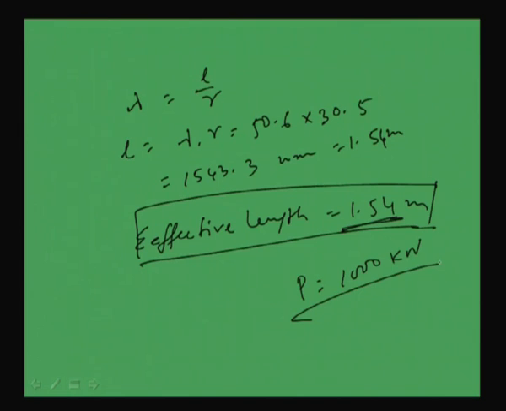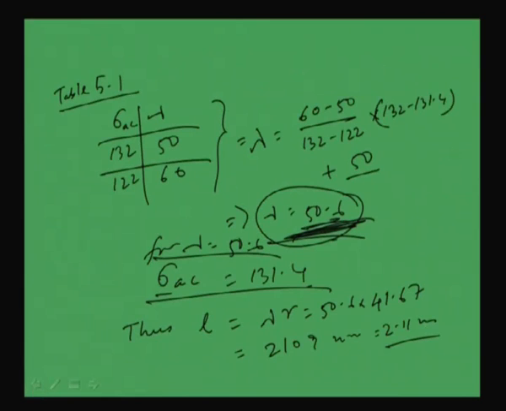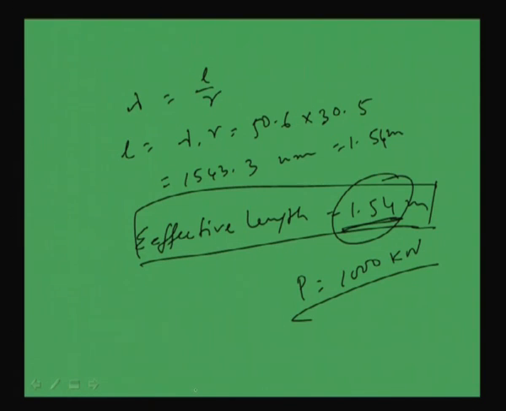To carry a load of 1000 kilonewton, the length should not become more than 1.54 meter. Whereas in case of acting together, the length can become 2.11 meter. That means for carrying 1000 kilonewton load, the maximum length of the member can be 2.11 meter when the sections are acting together, that means connected by the rivet. So if it acts together, it can take more load. Or in other words, to carry the same load, the length can be increased if the sections are tied together. So I think now it is clear how to find out the allowable compressive load on a compression member.